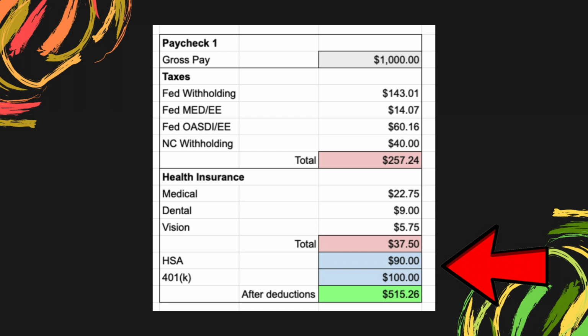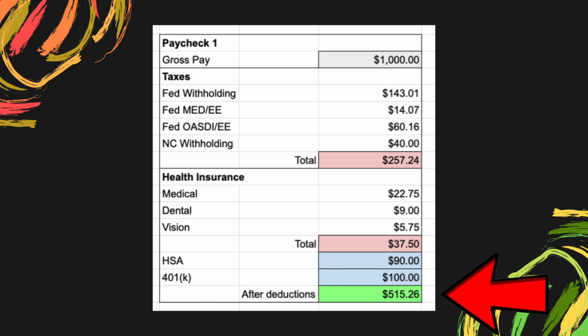I list these 2 items in blue because I control what these numbers are and can increase or decrease how much I put into them. After deducting all of these transactions from my paycheck, I am left with my net pay in green. This is the amount that actually goes directly into my bank account. Just like with your expenses, you should customize your income spreadsheet to suit your needs. You may have more line items to add.